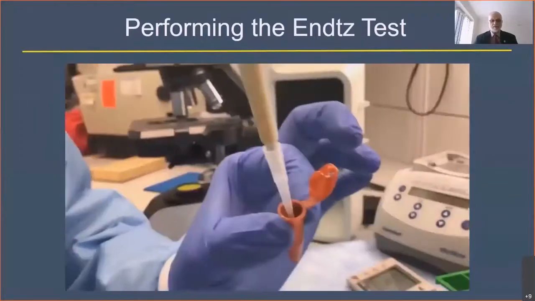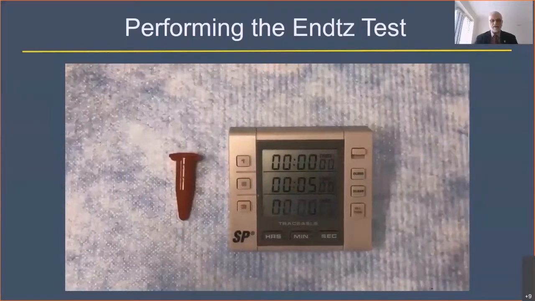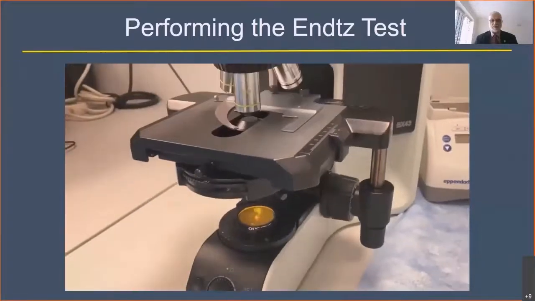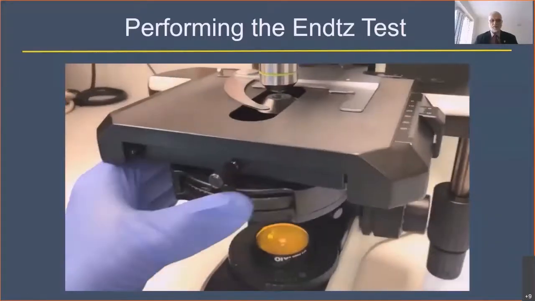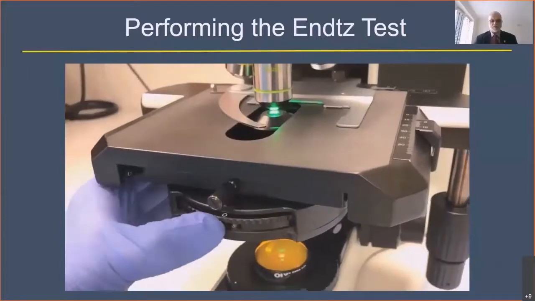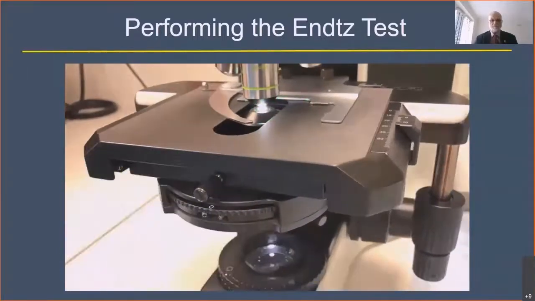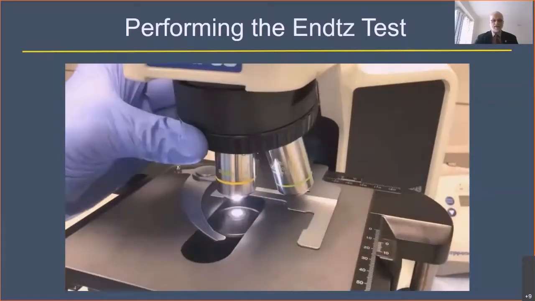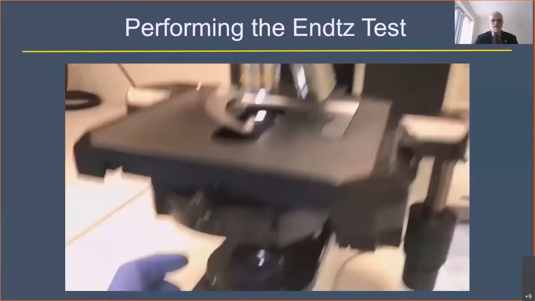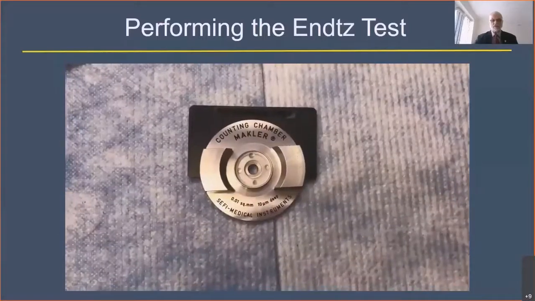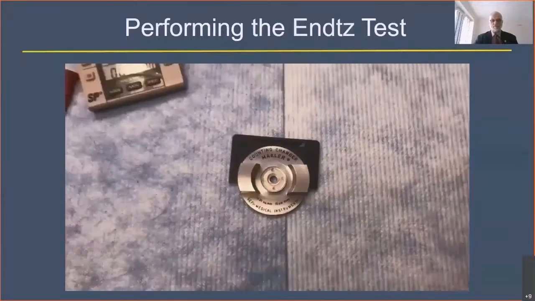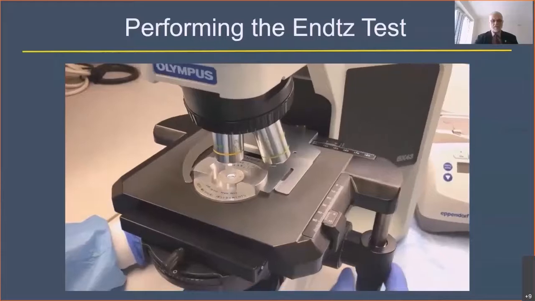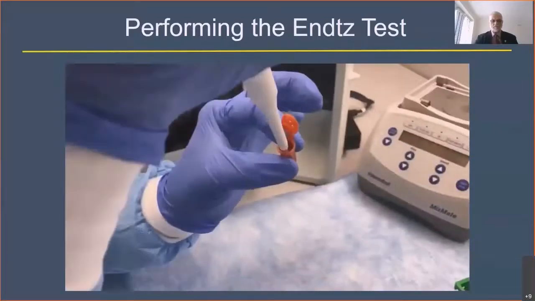Mix again, and then incubate for 5 minutes. Afterwards, you prepare your microscope in the bright field. Maybe take away the filter. It is used with a 10 times objective lens. The macular chamber will be filled with the exposed and the incubated solution with the sperm.